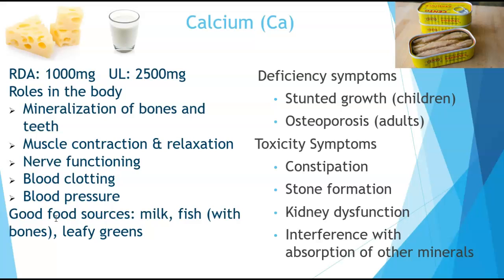Deficiency symptoms: we can see stunted growth in children or osteoporosis in adults. And toxicity symptoms: you could feel constipated, you could have kidney stones, and those would be calcium stones, which could lead to kidney dysfunction. And calcium is well known for interfering with the absorption of other minerals.